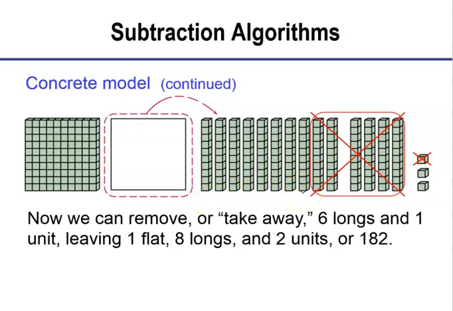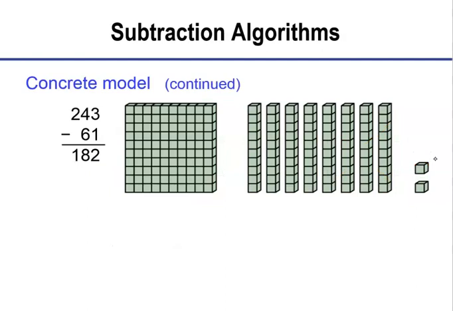And now we can take away our 61, which is represented as 6 longs. Now, count over here, 1, 2, 3, 4, 5, 6. Those are X'd out, plus the 1 unit to represent 61. And of course, your result is your final answer. And your result is right here. So you have 100, because remember a flat is 100. We have 1, 2, 3, 4, 5, 6, 7, 8 longs, which represents 80, and 2 units. So 182.